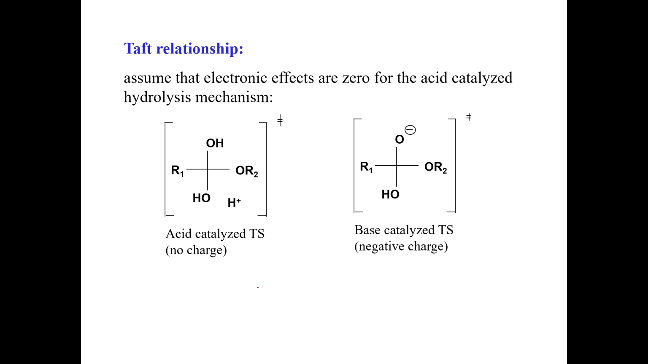So the Taft relationship, again, assumes that the electronic effects are unimportant for the acid-catalyzed hydrolysis mechanism, and that's because the acid-catalyzed mechanism involves this intermediate, where everything is protonated and therefore doesn't have a charge, whereas the base-catalyzed mechanism involves this intermediate where you do have a negative charge. So those polar substituents make a big difference here because they might be helping to dissipate that negative charge or making it worse. But they don't matter over here when you're acid-catalyzed because there's no charge in the transition state.